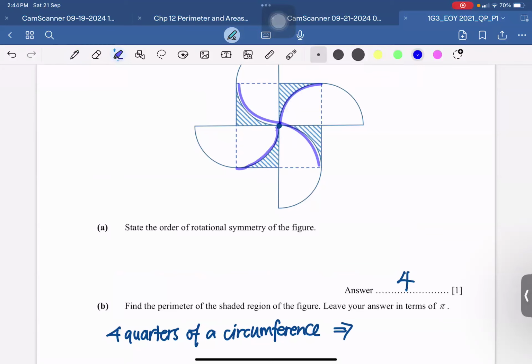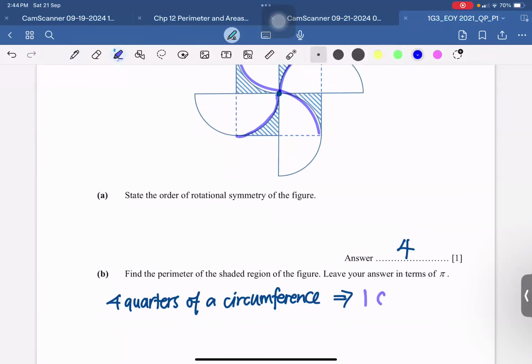What does the 4 circles make? Thank you. 1 full circle. So it becomes 1 circle. All right, so what's the circumference for 1 full circle? Anyone tell me the formula? What's the formula for the circumference of 1 full circle?